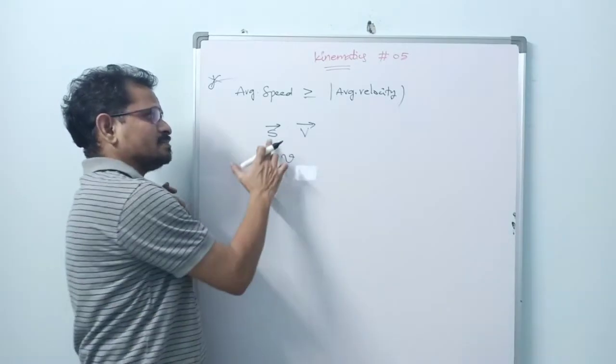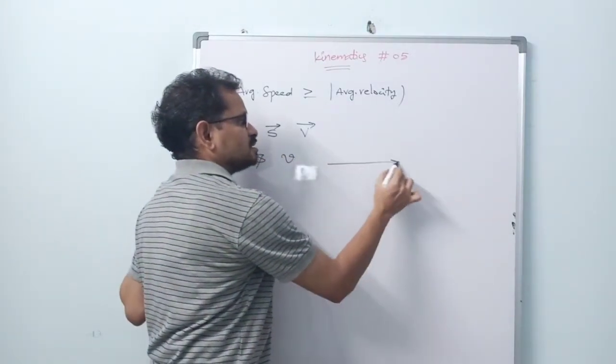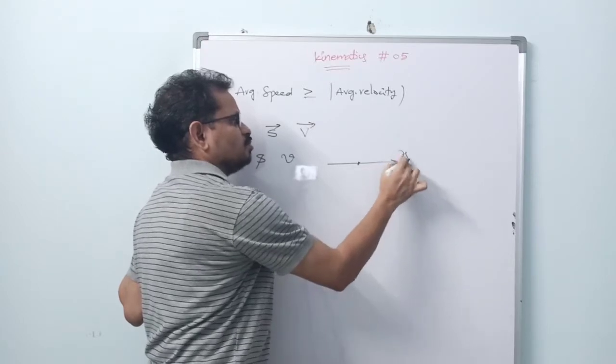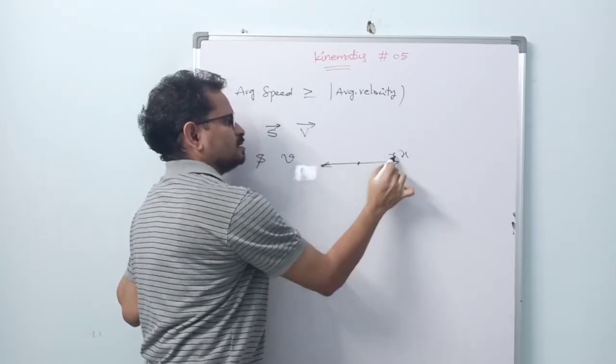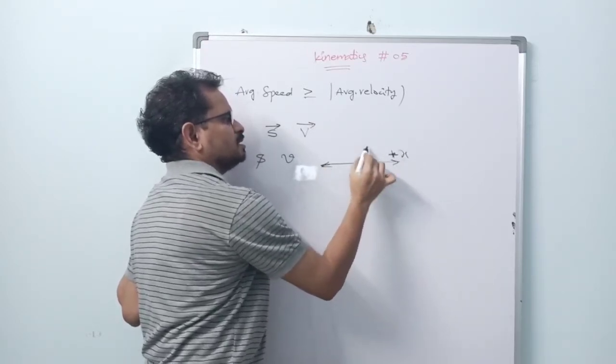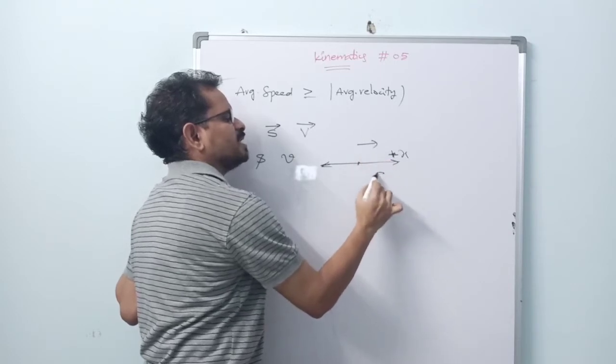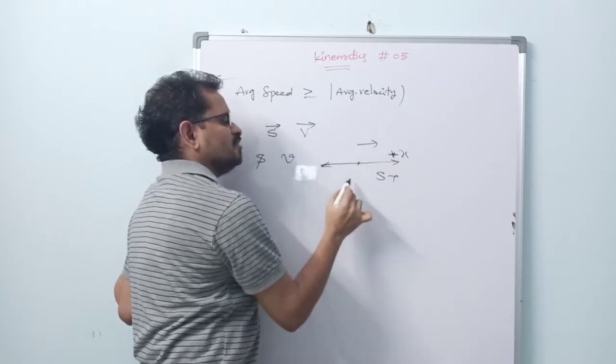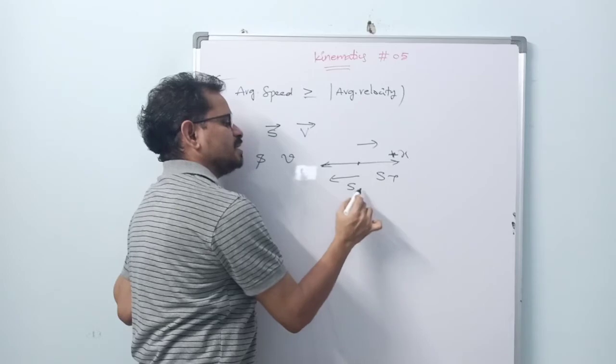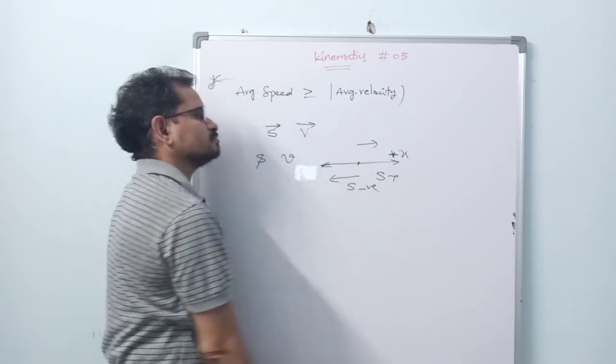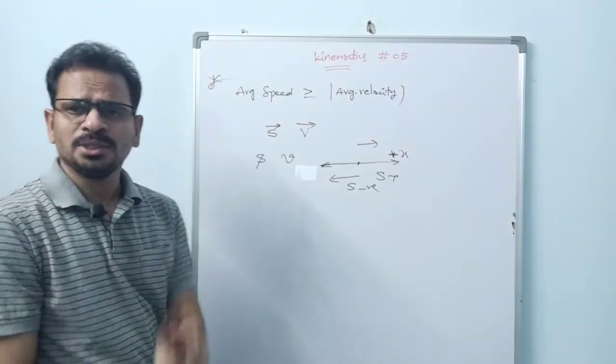So displacement is either rightwards or leftwards. See here, suppose the particle moves along the positive x direction, in this direction. What about displacement? It is positive. If it moves in this direction, what about displacement? It is negative.